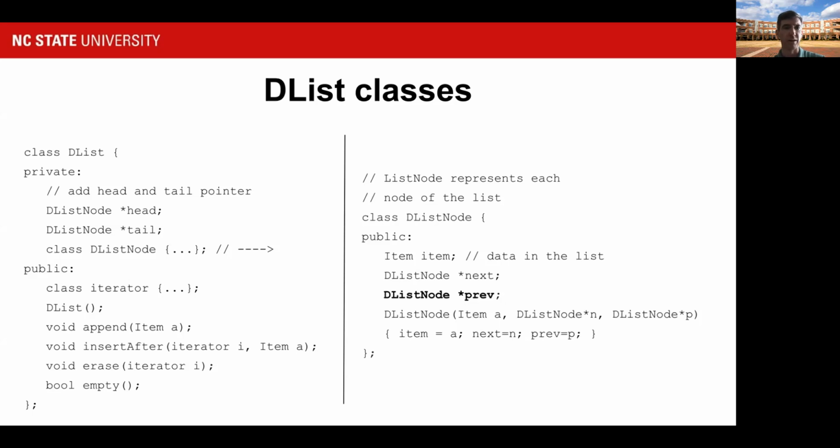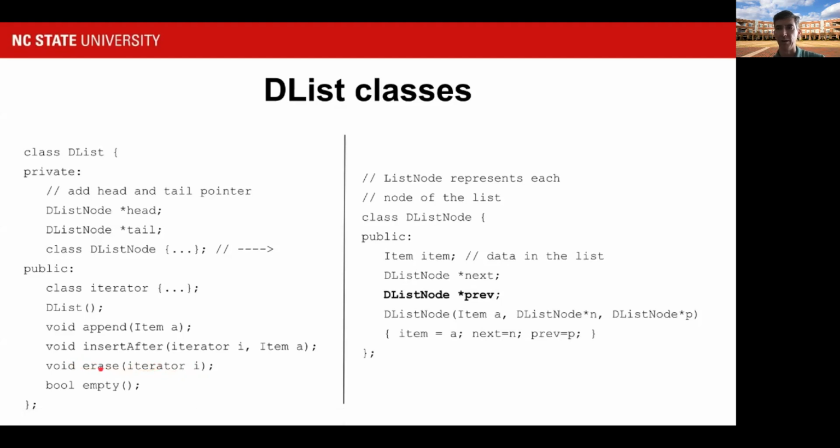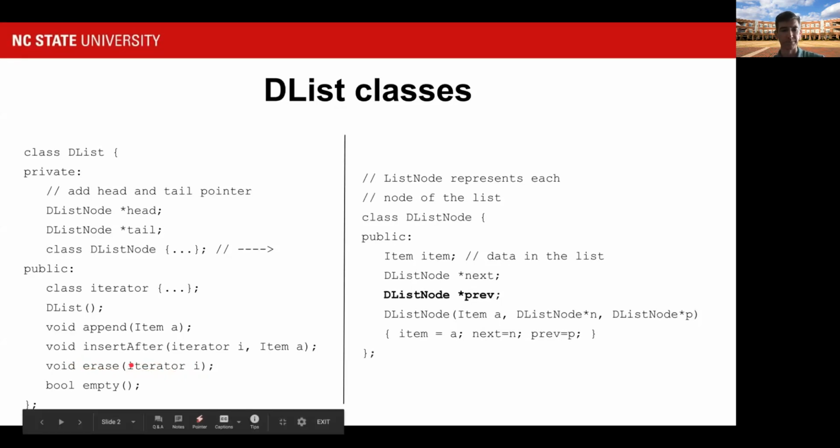And then the other thing I'll point out is that the erase function is taking an iterator. I'm sorry, we introduced the erase function and got rid of remove after. Now it just takes a single iterator as the argument, and we'll erase the node that that iterator points to, rather than the node that comes after it.